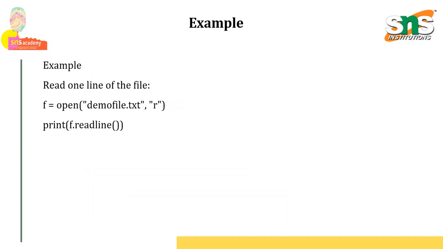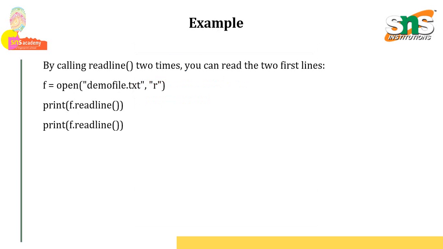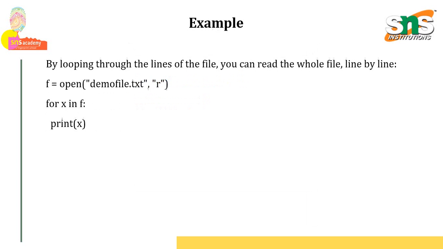Then suppose you want to print the statements line by line, which can be done by the readline method. And multiple readline calls are used to read several lines, the number of lines present inside the text file. In the same way you can read the entire content with the help of a for loop. This is the best way of reading the entire content.